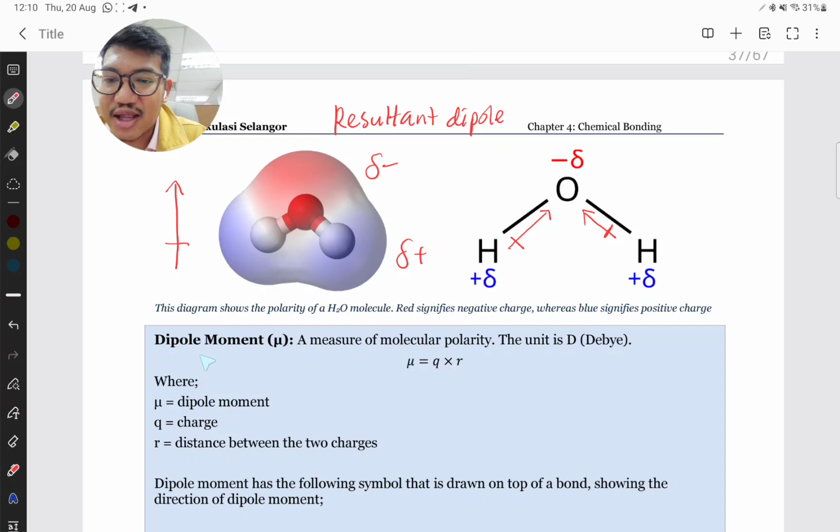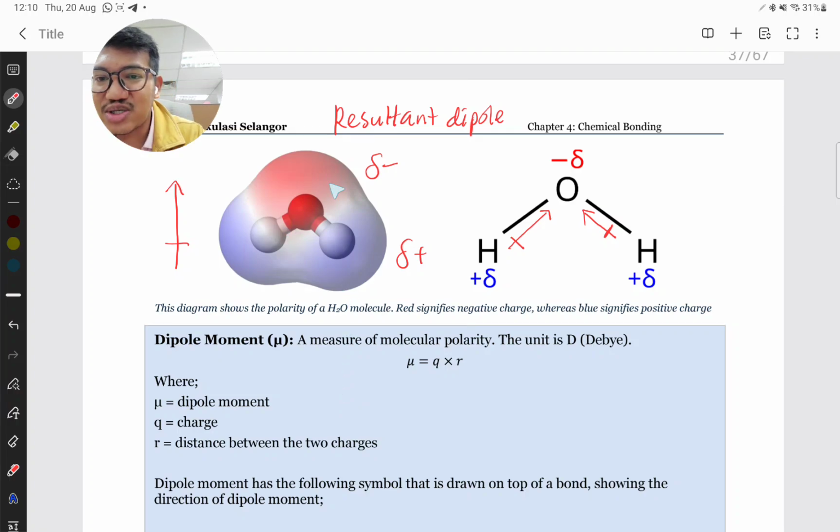Okay, and this is a measure of molecular polarity. So it has a magnitude, how polar it is, and we measure it using mu. Okay, and the unit is debye, D. So how do we calculate this? The mu is equal to q multiplied by r, where q is the charge difference, or charge, and r is the distance between two charges.